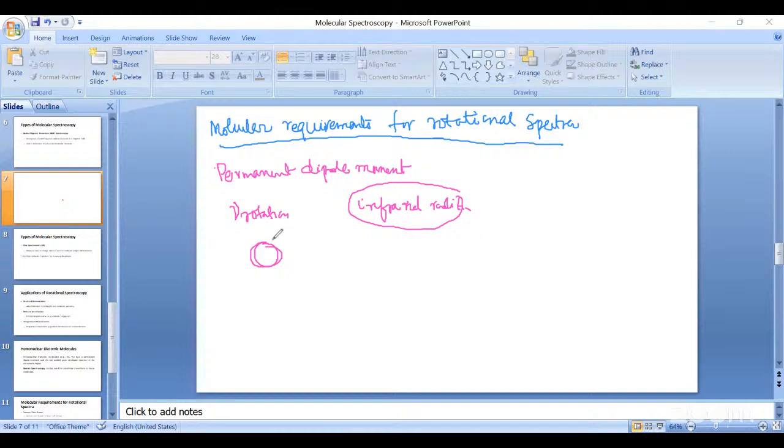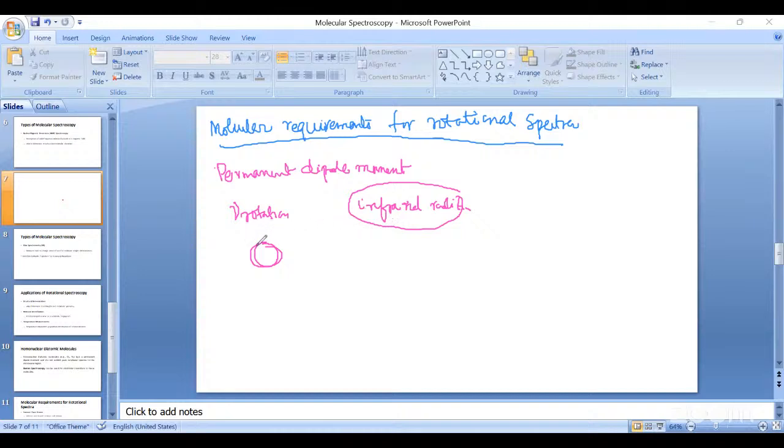So whenever the molecule is rotating, it emits certain radiation of the frequency we call new rotation. And similarly, by absorbing certain infrared radiation, the molecule rotates, that means it increases its rotation. Only if a permanent dipole is present. So in these two cases, we have to think that there should be a permanent dipole, then only these two things are going to happen.